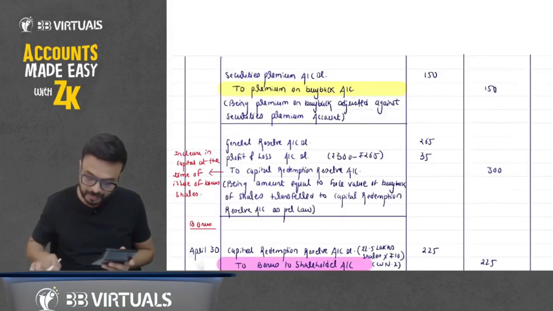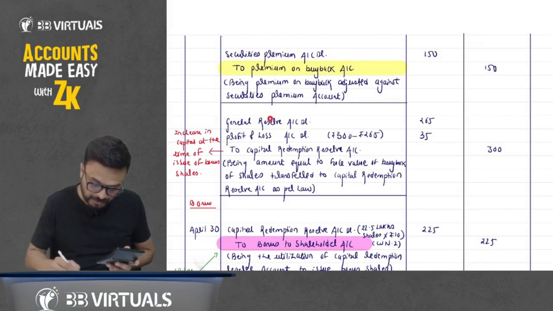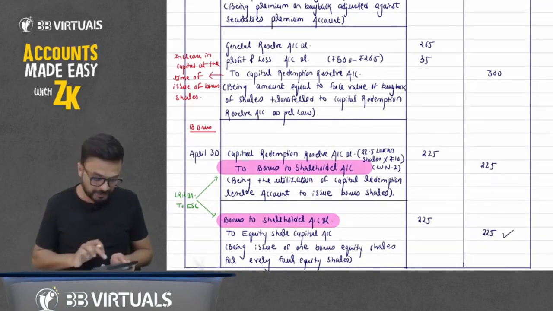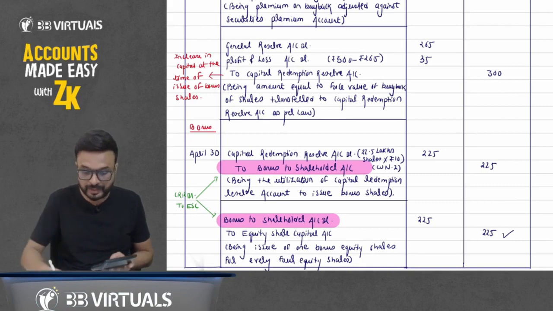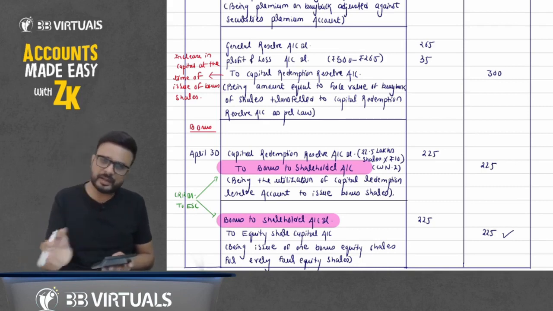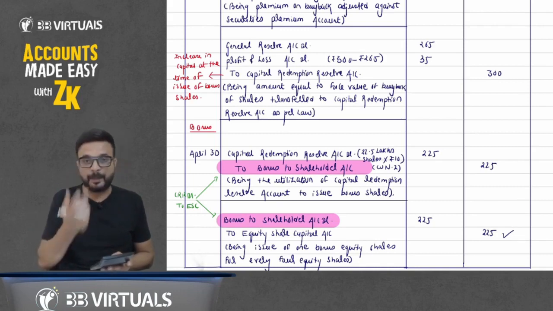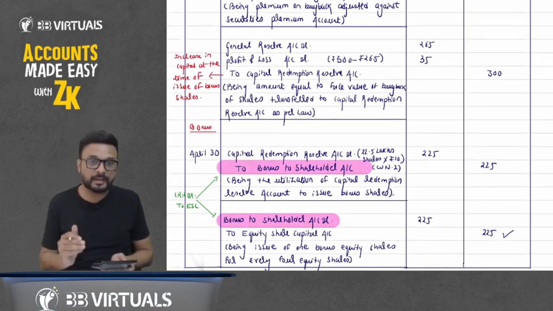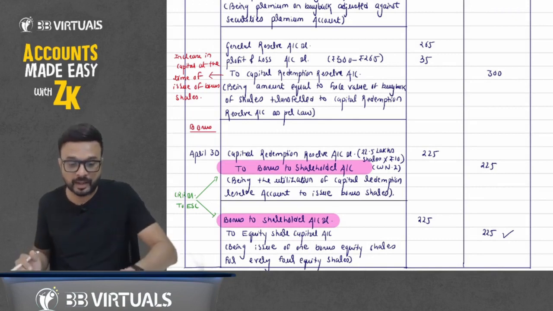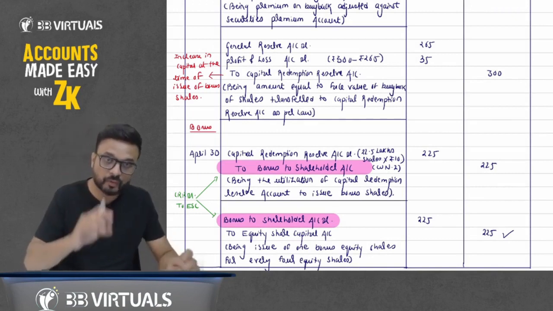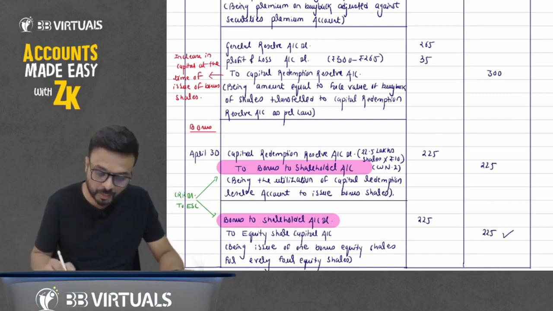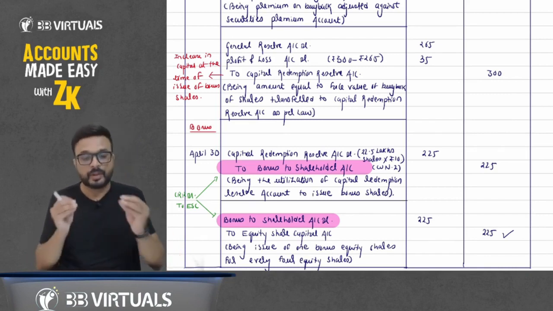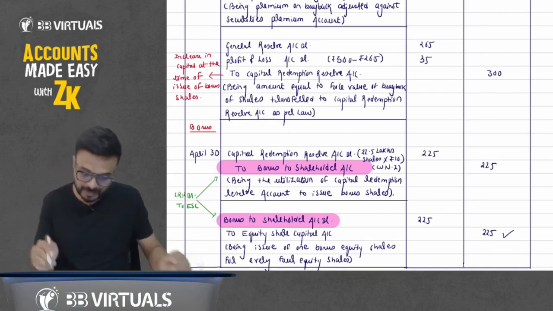Now here, you have credited share capital by 225. Capital, equity and liability are all credit balances. So credit means plus, and you will add 225. 900 plus 225, now we are at 1125. It is the amount. With shares of rupees 10 each, divided by 10, that is 112.5 lakh shares of rupees 10 each.